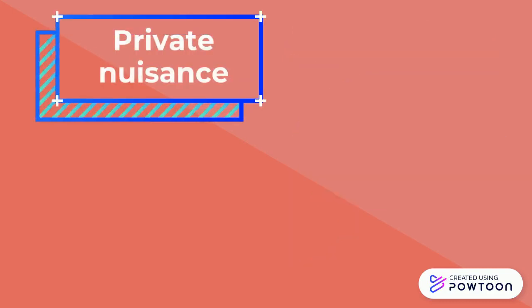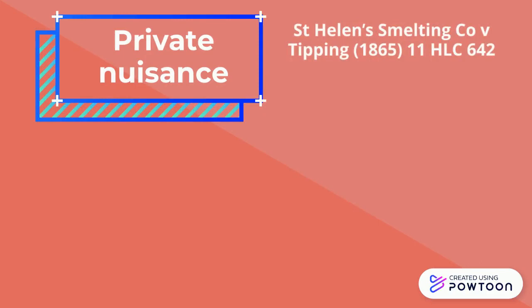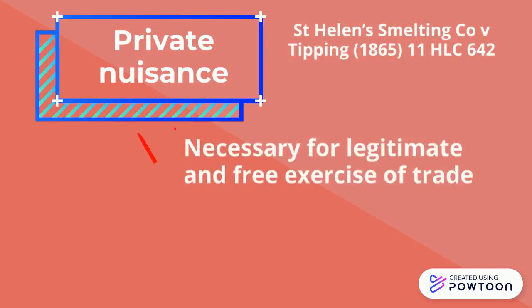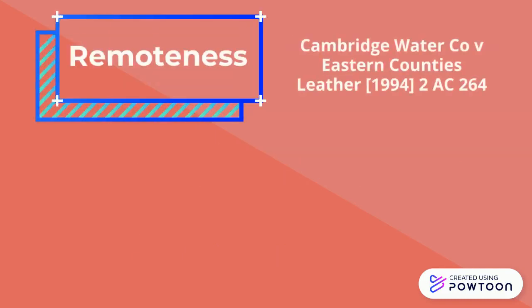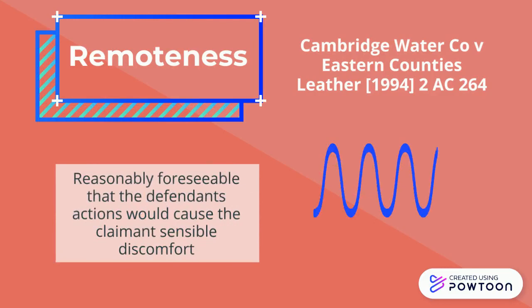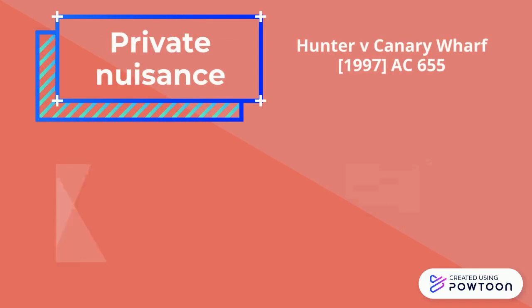An important adage was that a nuisance cannot be something which was necessary for the legitimate and free exercise of the trade. The nuisance must also be ongoing. One-time damage is not a nuisance. Remoteness principles also apply to a nuisance claim. It must be reasonably foreseeable for the defendants. For a person to claim for nuisance, they must also have an interest in the property.